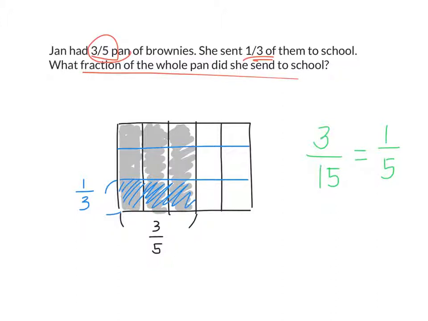So anytime you're looking at how you want to label your answers, you go back and read what the question's asking. The question's asking what fraction of the whole pan she sent to school. So she sent 1/5. And whenever you're dealing with fractions of something, you always look for this word of. Wherever that word is, it's going to tell you what your label should be. So it's 1/5 of the whole pan.